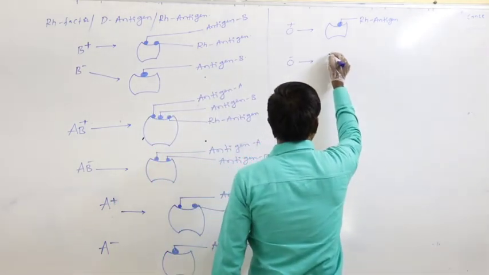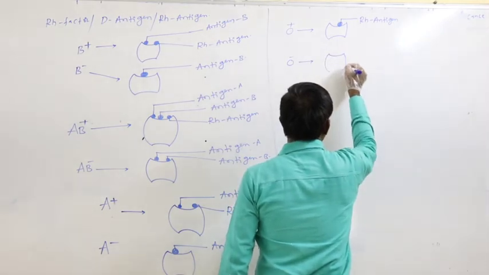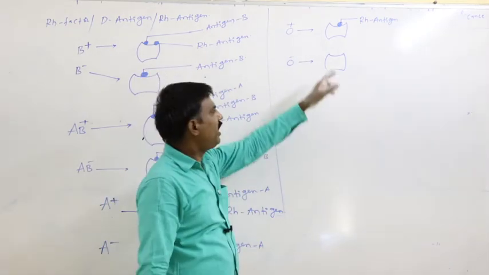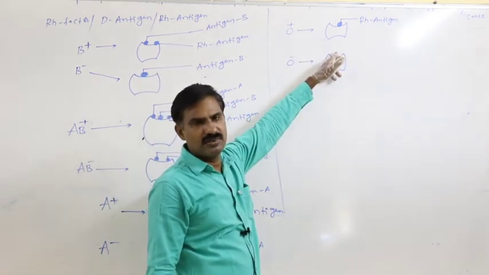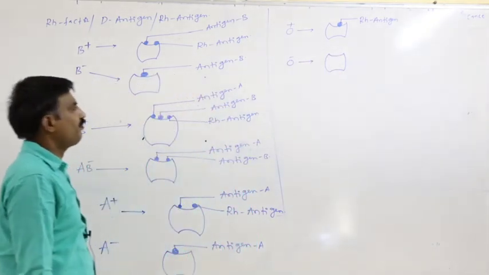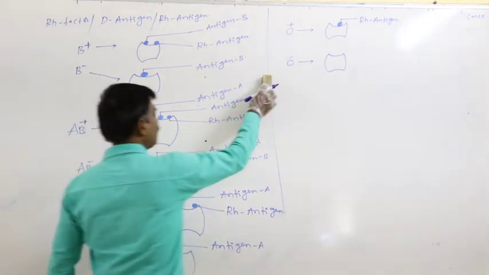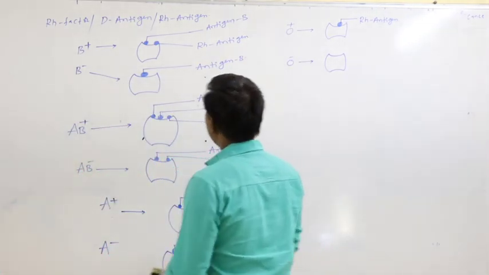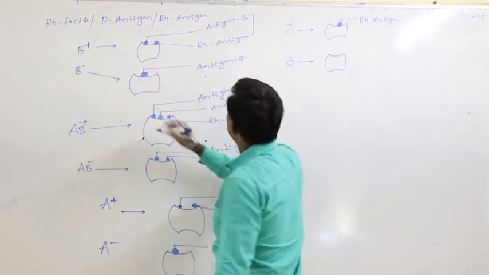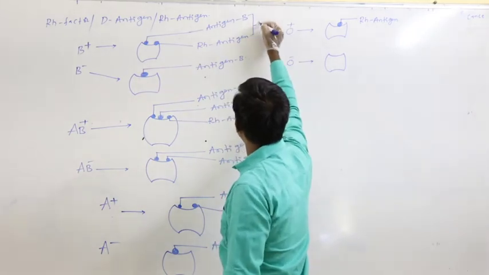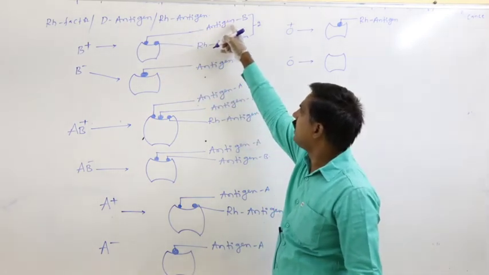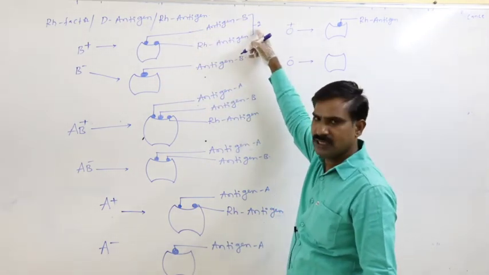In an O negative person, on the surface membrane of the RBC no antigens are present. The normal antigen is absent, and if the Rh antigen is also absent, that is O negative. Here an important question is: in a B positive person, totally how many antigens are present? 2. In a B positive person, antigen B is one antigen and the Rh antigen is one antigen, totally 2.